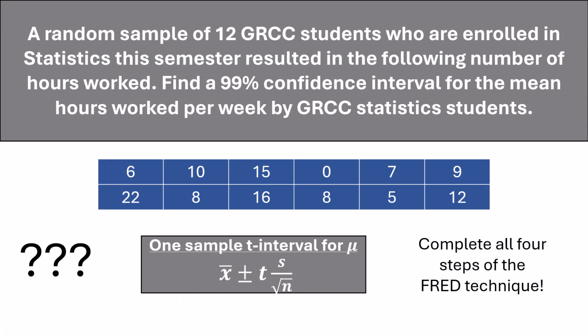All right, here is a problem for you to try. A random sample of 12 Grand Rapids Community College students who are enrolled in statistics this semester resulted in the following number of hours worked per week. And then we are asked to find a 99% confidence interval for the mean hours worked per week by GRCC statistics students. So you're given a small data set here, and here is the formula that we've been using.